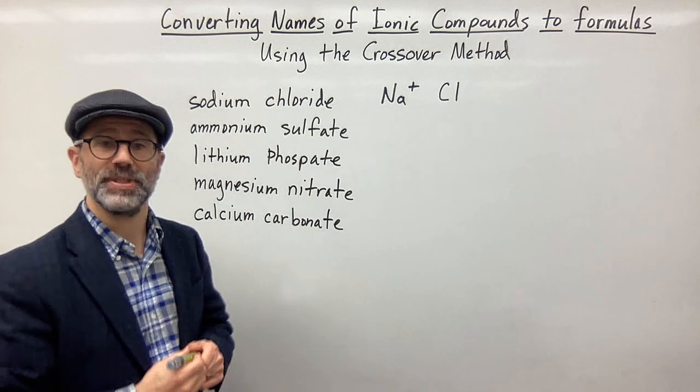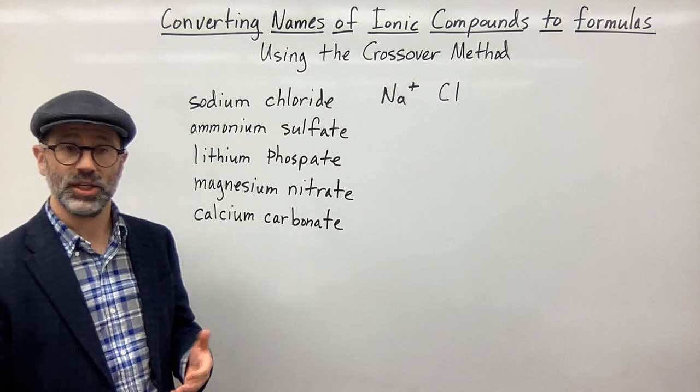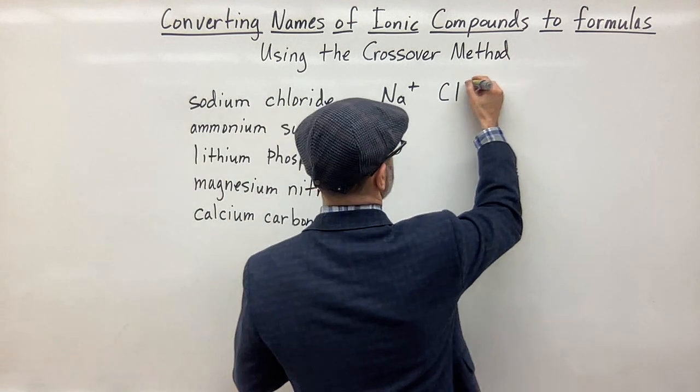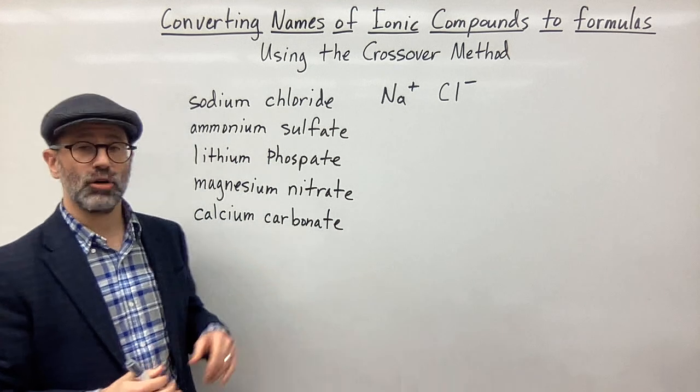And that's in group 7A. And we know that group 7A elements have a -1 charge. So we're going to put a minus. So that's a -1. And then we're going to do our crossover, step 3.